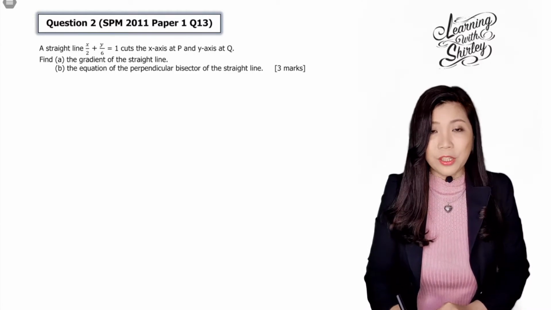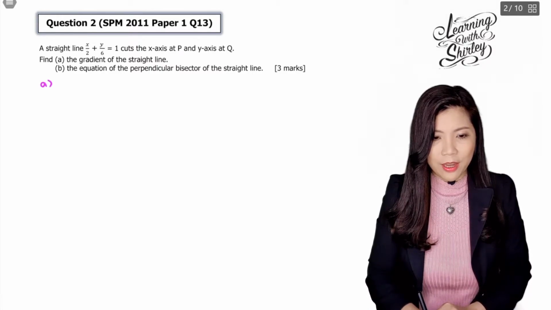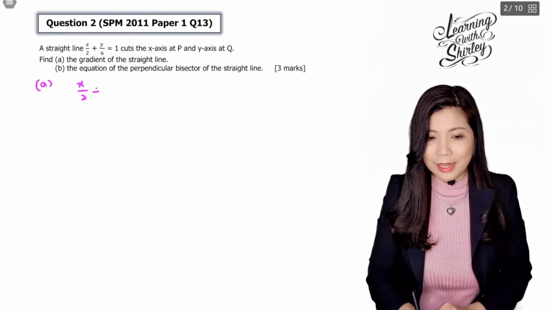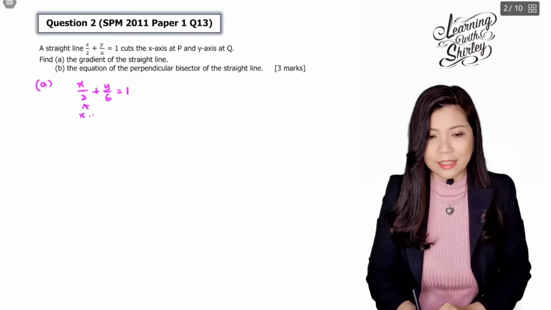From the equation given, we can actually find the gradient. For A, you see x over 2 plus y over 6 equals 1. So the 2 is actually the x-intercept.